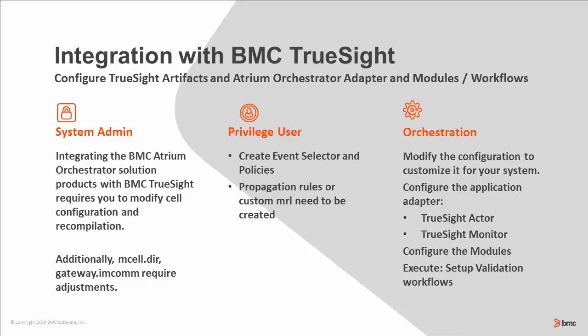As TrueSight system admin, cell configuration needs to be changed and cells need to be recompiled. As the privileged user, the proper propagation rules need to be created. As the grid administrator, you need to configure the adapters and modules. Once this is handled properly, you need to validate the configuration of the infrastructure.